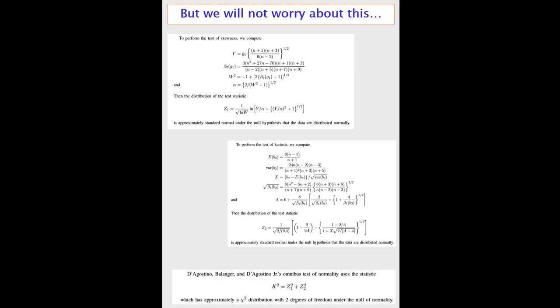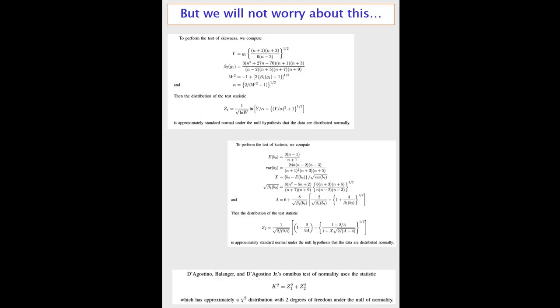There we have the test of skewness. To test for skewness, we have this as a test statistic. Okay, not very intuitive anymore. But somebody has figured out that this is a good idea. Good for us. For kurtosis, if we wanted to test it separately, we have another statistic there, Z2. Equally complicated, I would say.